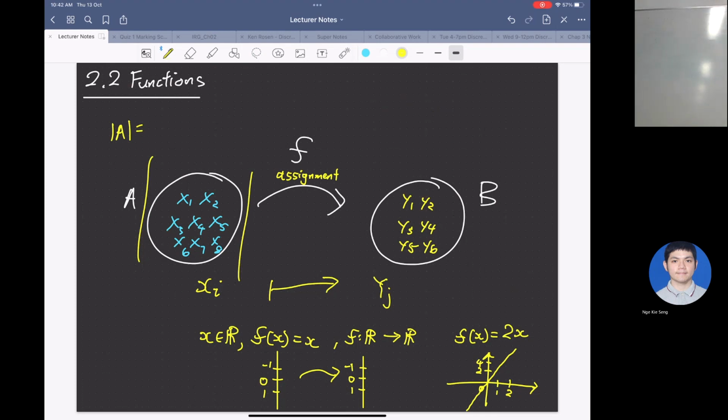What's the cardinality of set A? 8. Okay, good. So what's the cardinality of set B? 6. Okay, good. So that means there must be 2 or more elements that get sent to the same thing, right? Because you only have 6.